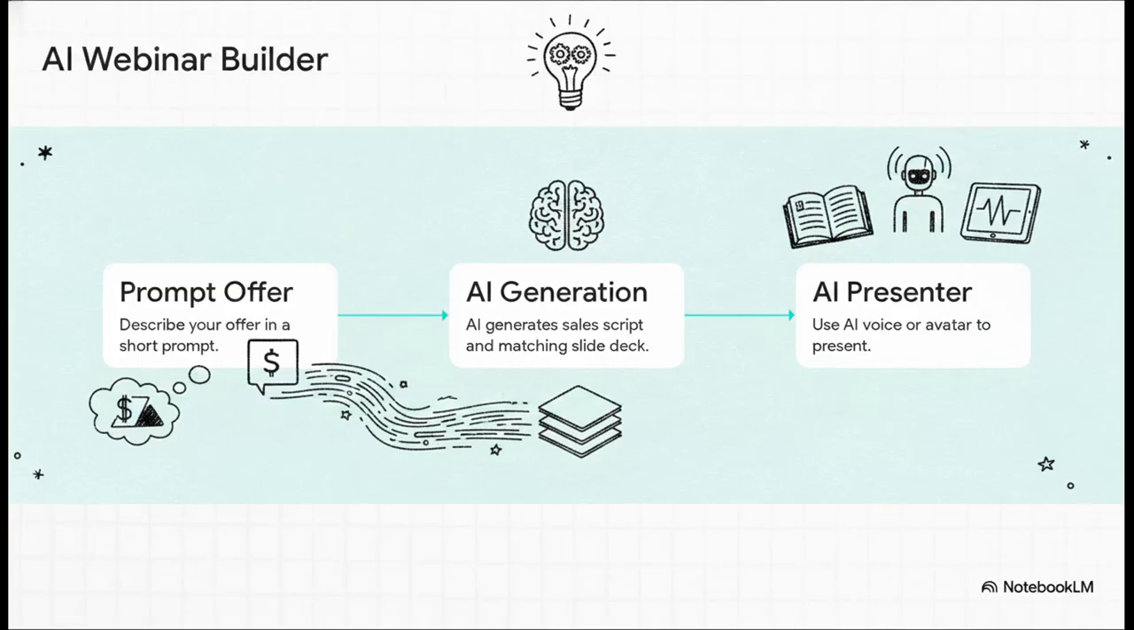This is where the magic really happens with the AI webinar builder. Step 1, you literally just describe your offer in a short prompt, like create a webinar that sells a $1,000 coaching program. Step 2, the AI does the heavy lifting and generates a complete, proven sales script and a matching slide deck. And Step 3, actually, this is the kicker. You connect an AI voice or a HeyGen avatar to present automatically without ever being on camera. You can literally build the whole shebang in minutes.